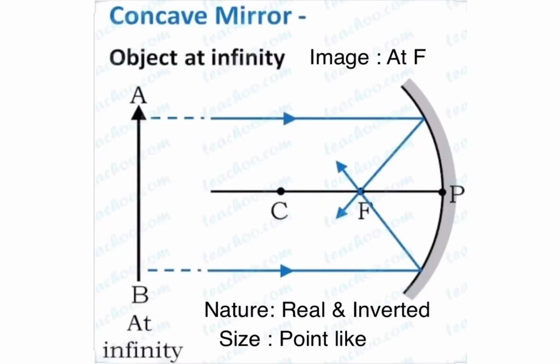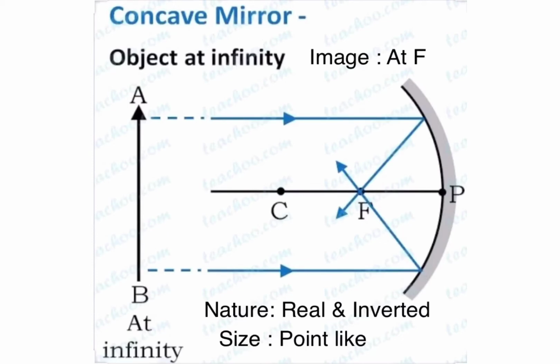Now students, we will learn how to draw the diagrams. First of all, for drawing the diagrams you have to write the detail, that where object is placed, where image is formed, nature and size. So first of all, we will consider the first case in which object is placed at infinity, image is obtained at F, the nature is real and inverted and size is point-like.